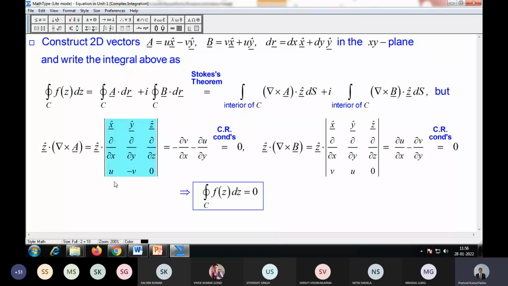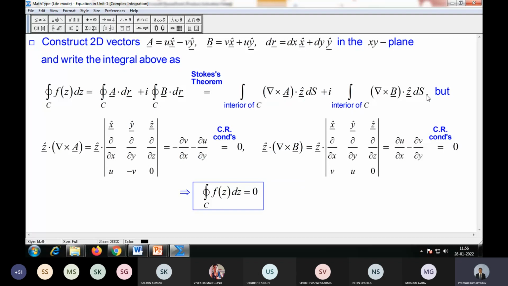Del u by del x is equal to del v by del y, and del v by del x is equal to minus del u by del y. So minus becomes plus and it will become 0. So this value is coming 0, and similarly we may find out the value of this one. It will also come 0. So if this value is 0, then the whole integration will come 0.